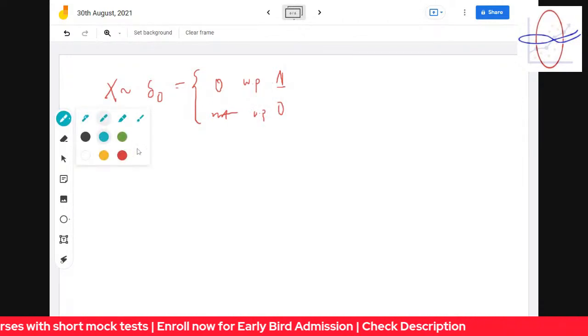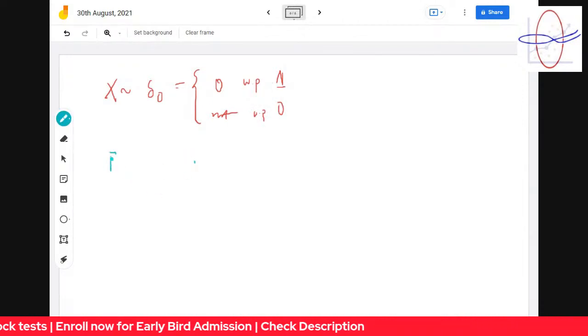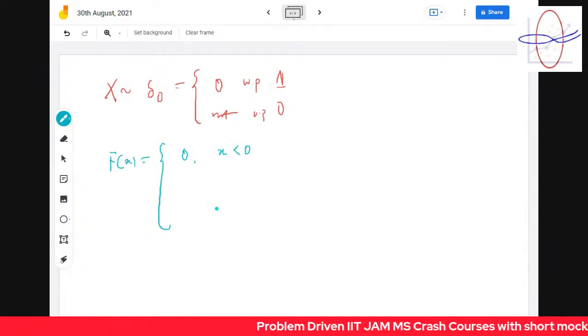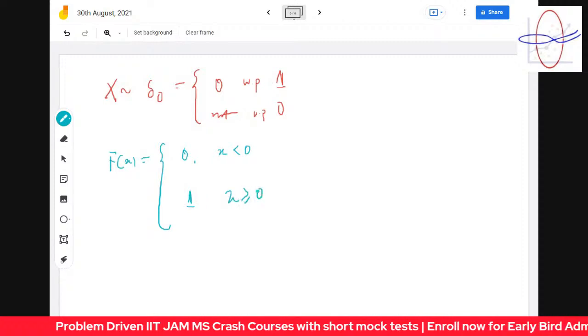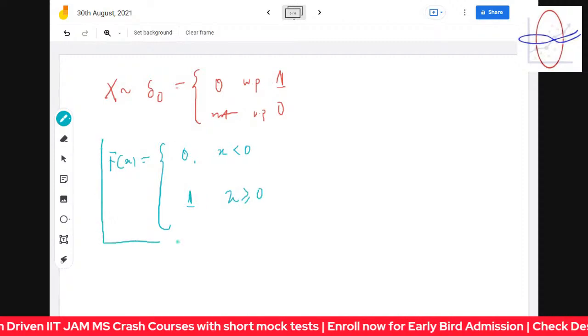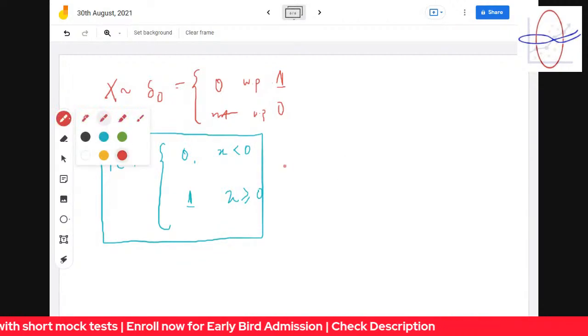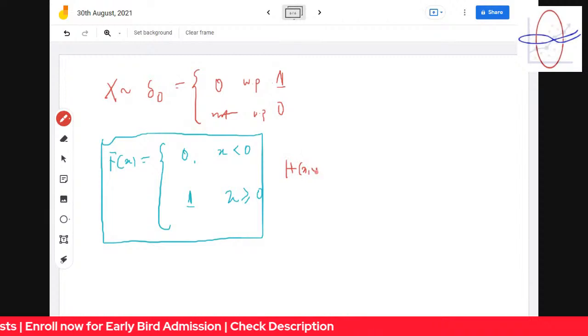So therefore, if you try to draw the CDF of this function, it looks like this. It's 0 if x is less than 0, and as x reaches 0, the probability shoots up to 1, and it's 1 if x is greater than or equal to 0. This is the CDF.